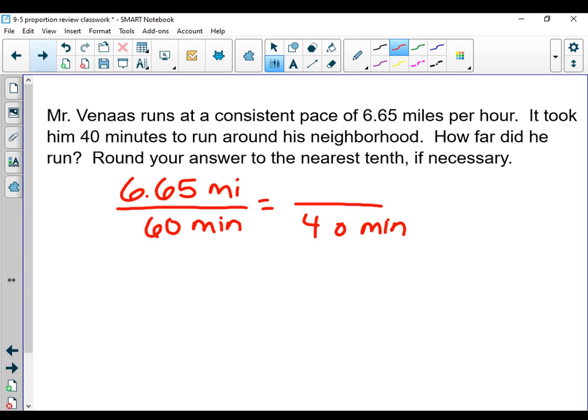And then the variable. Now I'm ready for how far did he run? I don't know. Seems like cross product works on all of these. What an amazing strategy.